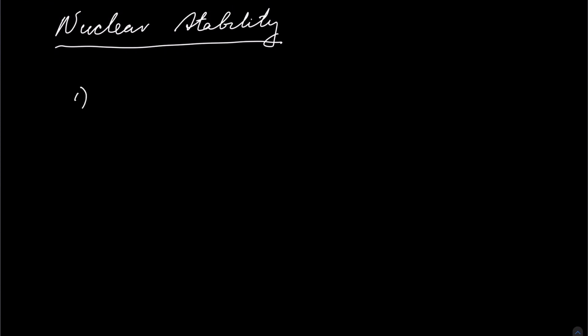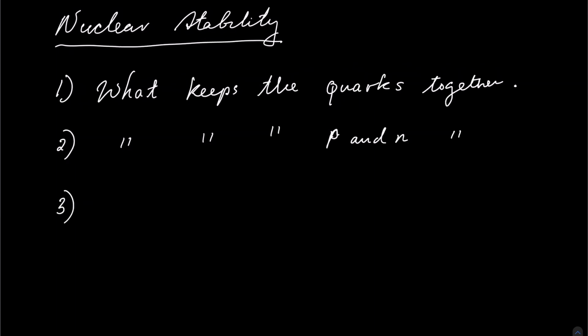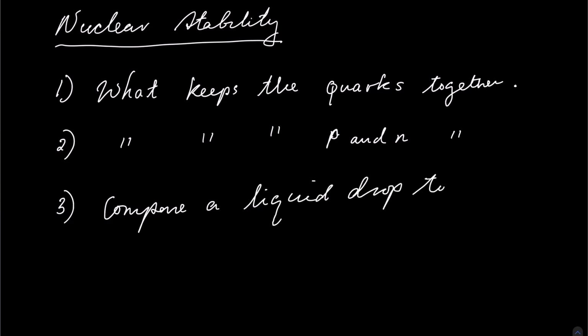In the next lesson, we'll be looking at the nucleus stability, and we'll be asking ourselves the following questions. What keeps the quarks together? And secondly, what about the protons and the neutrons themselves? What holds them together? We will also be looking at a comparison between the liquid drop and the nucleus. Please go and read up on these topics, and let's see what we can get from there. Till we meet.